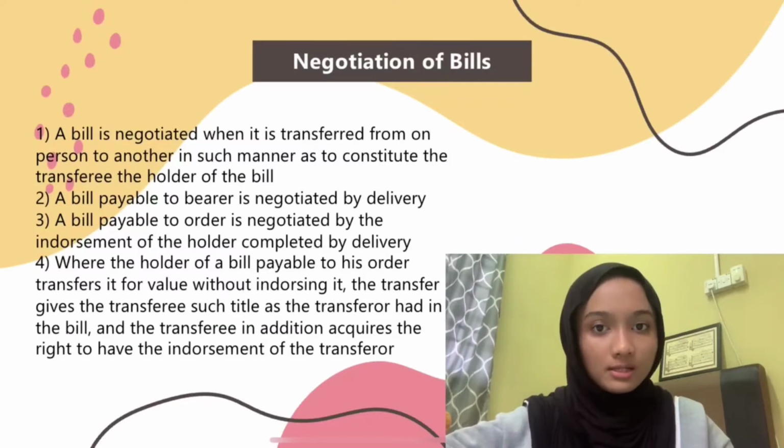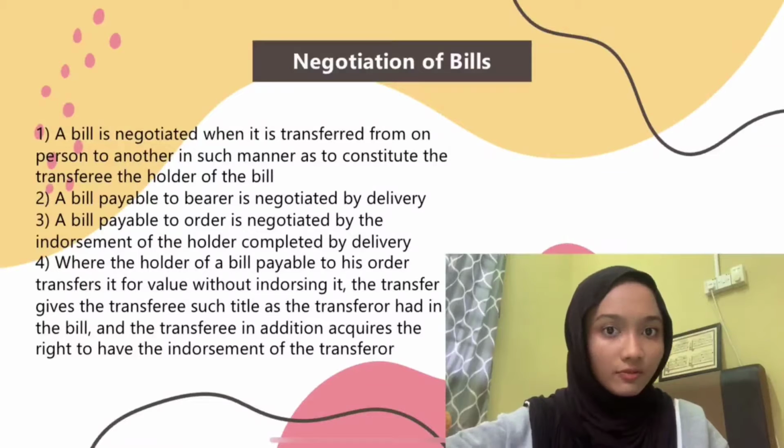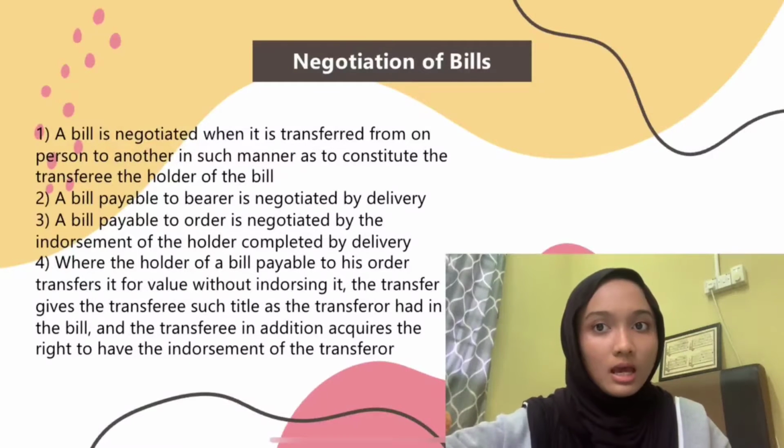Next, negotiation of bills. A bill is negotiated when it is transferred from one person to another in such manner as to constitute the transferee the holder of the bill. A bill payable to a bearer is negotiated by delivery. A bill payable to order is negotiated by the endorsement of the holder completed by delivery. Where the holder of a bill payable to his order transfers it for value without endorsing it, the transfer gives the transferee such title as the transferor had in the bill, and the transferee in addition acquires the right to have the endorsement of the transferor.